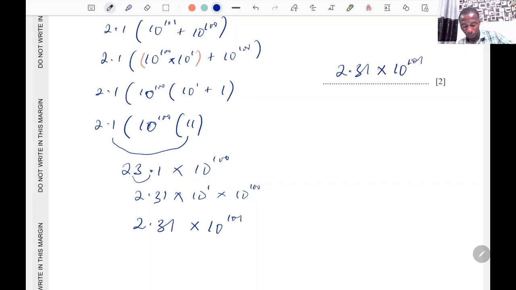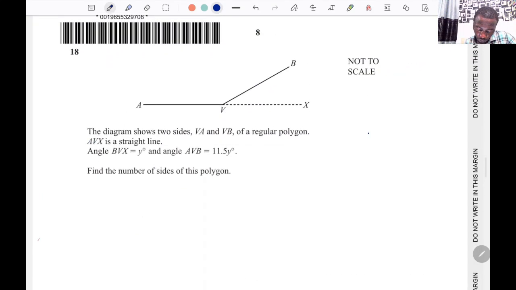Question number 18 says the diagram shows two sides, VA and VB, of a regular polygon. AVX is a straight line. So we have to find angle BXV, meaning that the angle at V is y, and the angle at V from the other side of AVB is 11 points. So here is y, and here is what?